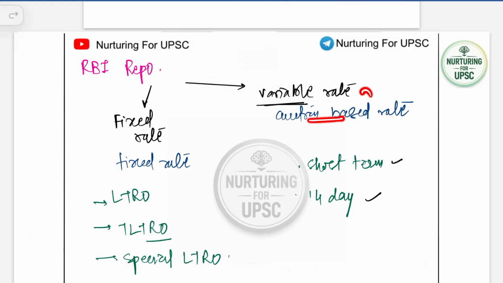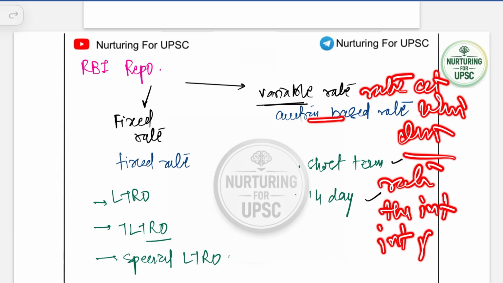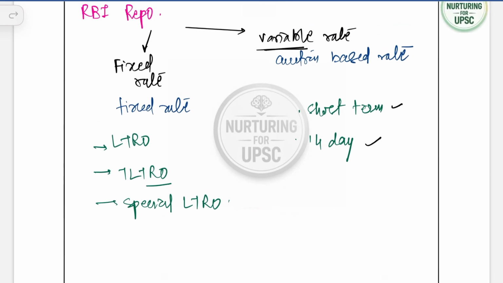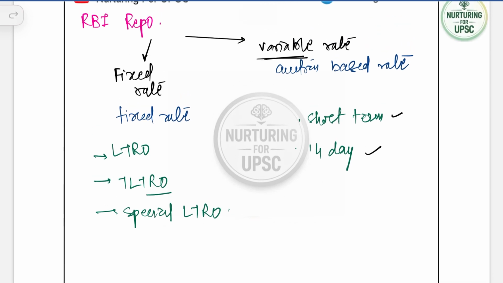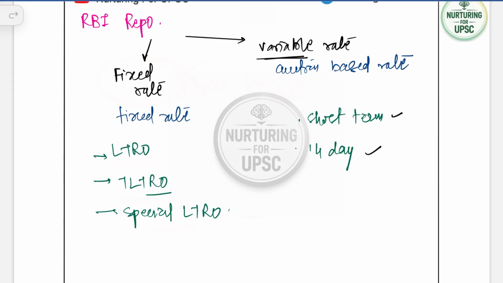The rate at which discounting is done, or the rate at which the interest is paid, is variable and depends upon the auction. Auction I have talked about. In addition to this, in recent times, innovative measures like the fixed rate repos have been put in by the RBI, and there are long-term repo rates, targeted long-term repo operations, and special LTRO, special long-term repo rates.